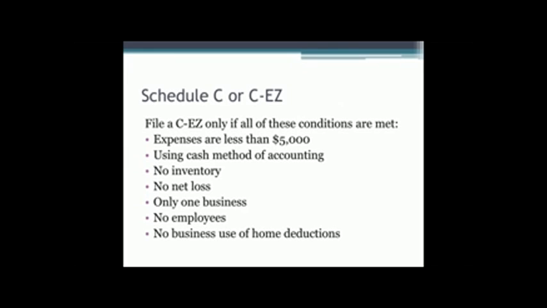File a C-EZ only if all the conditions below are met. Expenses that are less than $5,000. Cash method of accounting. You have no inventory, no net loss, only one business, no employee, and no business use of home.